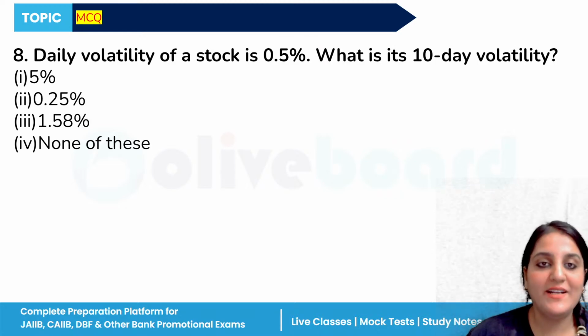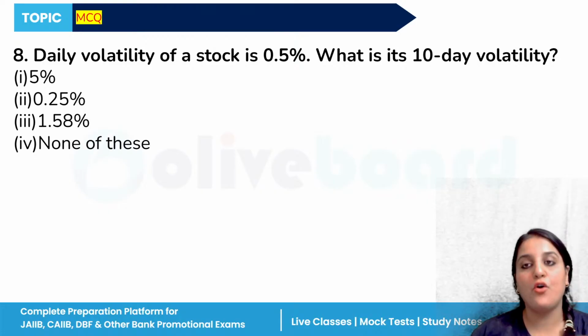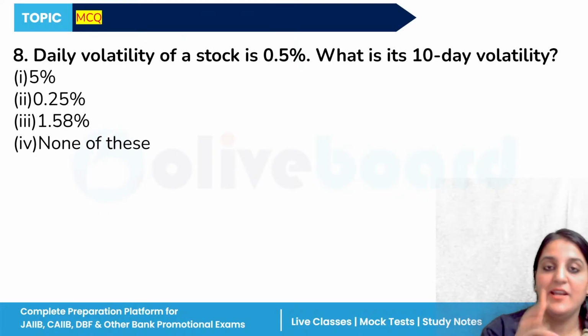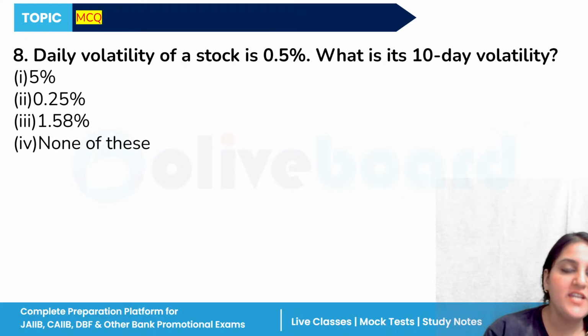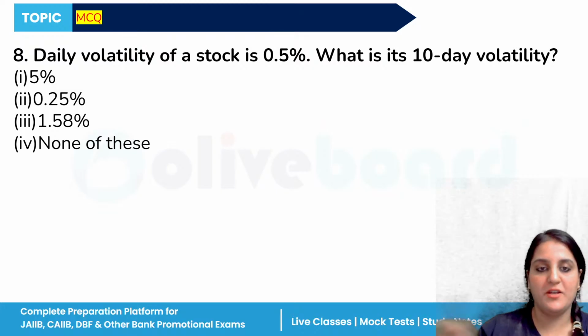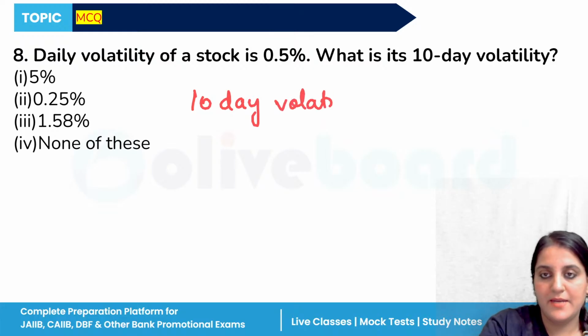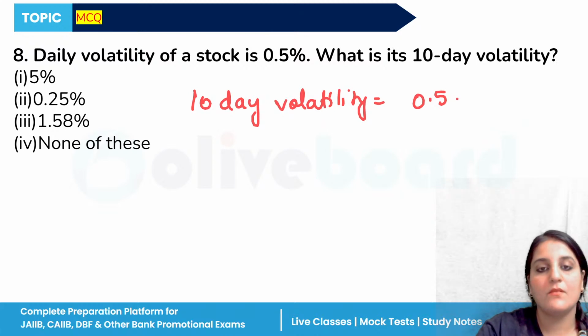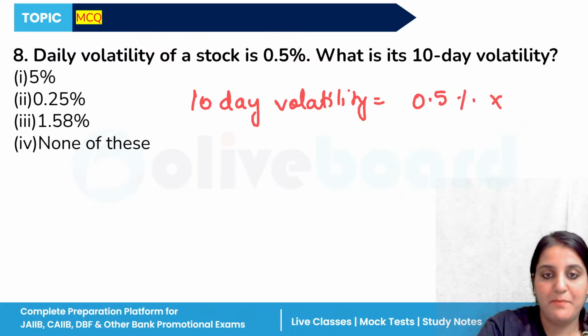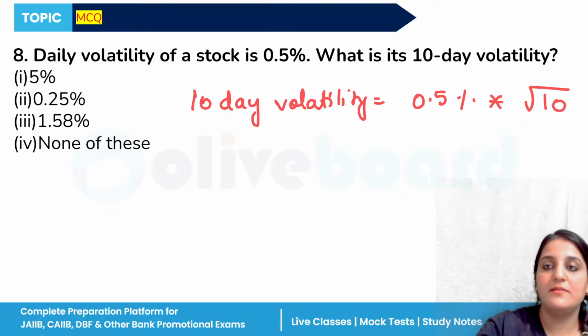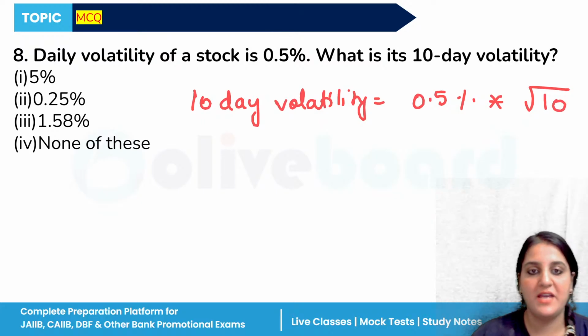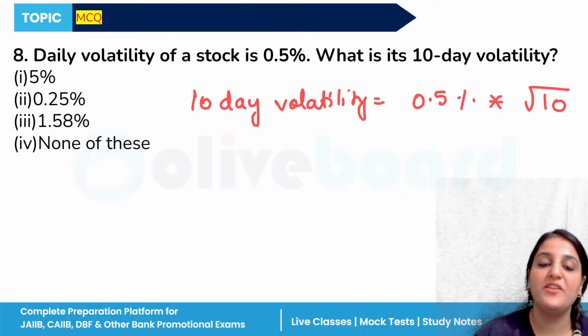Daily volatility of a stock is 0.5%. What is its 10-day volatility? We know that for calculating 10-day volatility, we need to multiply the daily volatility by the square root of the number of days. That means 10-day volatility here can be calculated as daily volatility multiplied by the square root of 10 days, because we have to multiply it by the square root of the number of days.